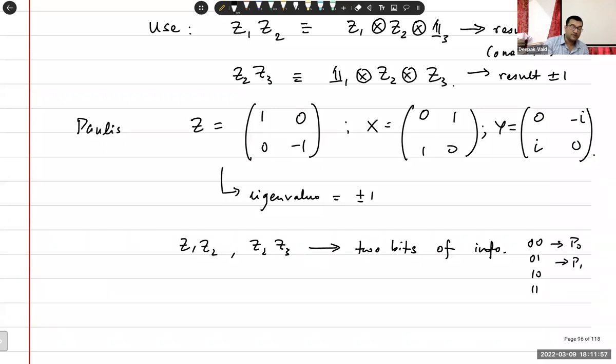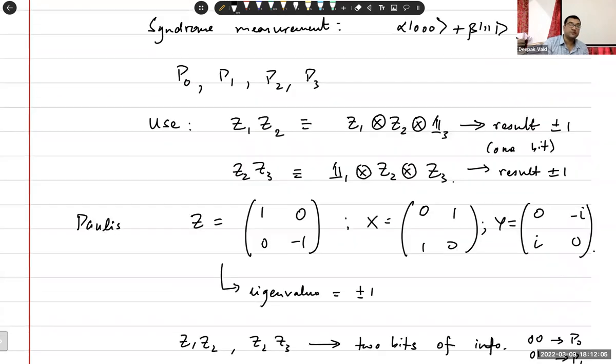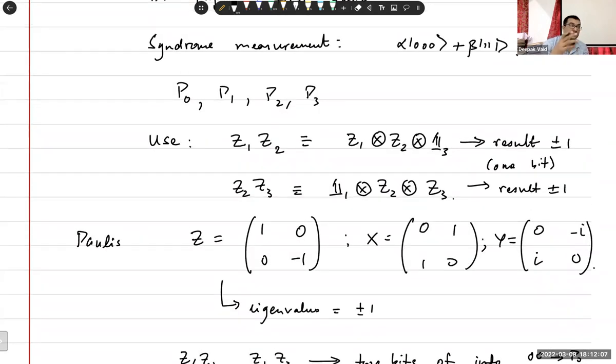These can be put in correspondence with each of the syndrome measurements, P0, P1, P2, and P3, right? Because their measurement gives me either 0 or 1, right? And there are four such values, right?